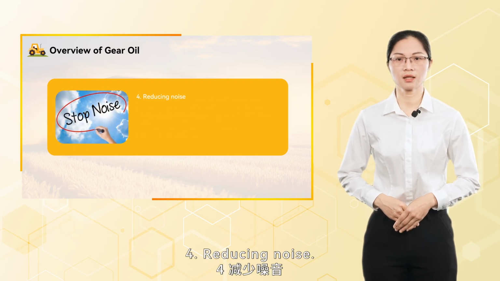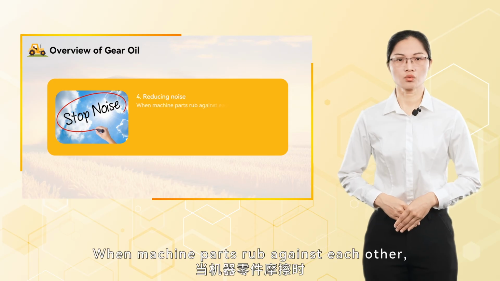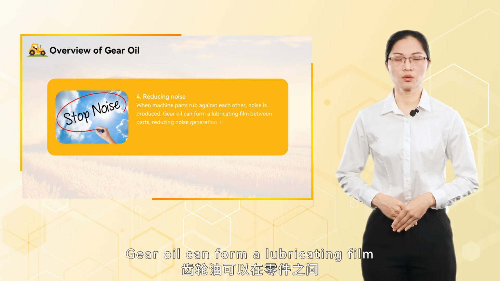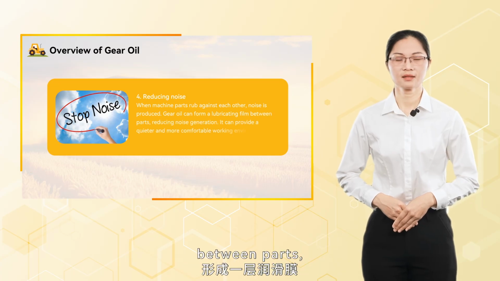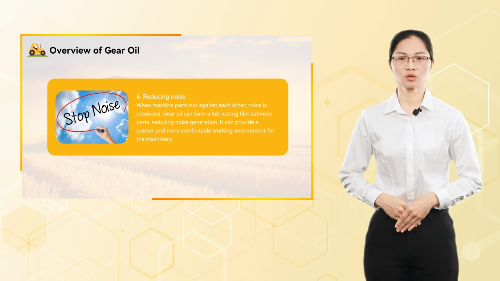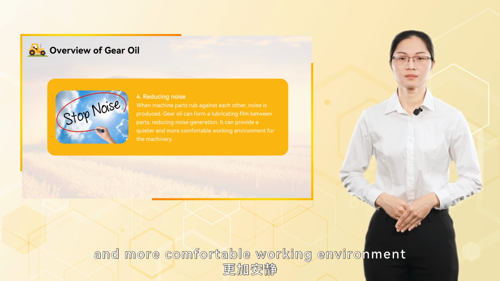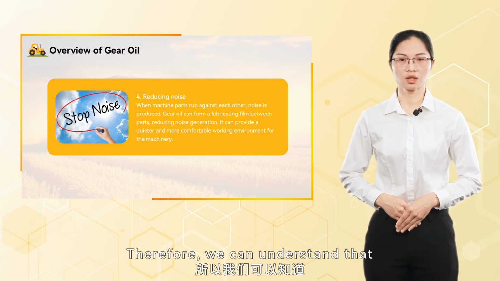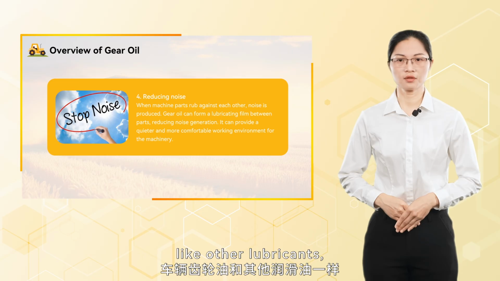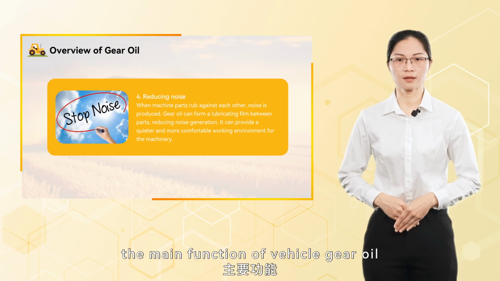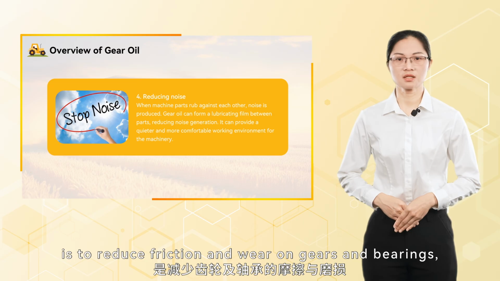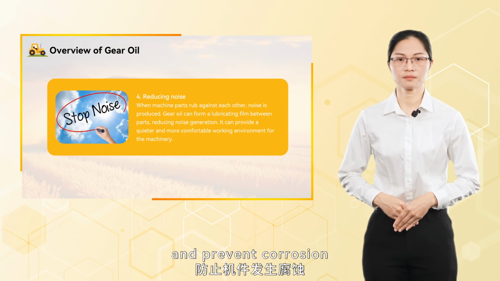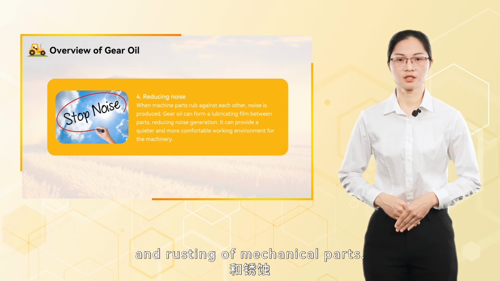4. Reducing noise. When machine parts rub against each other, noise is produced. Gear oil can form a lubricating film between parts, reducing noise generation. It can provide a quieter and more comfortable working environment for the machinery. Therefore, we can understand that like other lubricants, the main function of vehicle gear oil is to reduce friction and wear on gears and bearings, enhance heat dissipation on the friction surfaces, and prevent corrosion and rusting of mechanical parts.